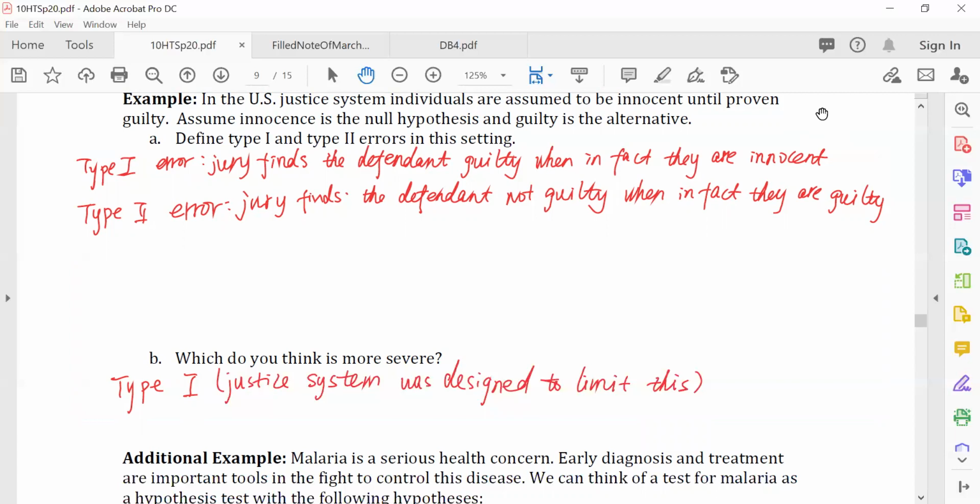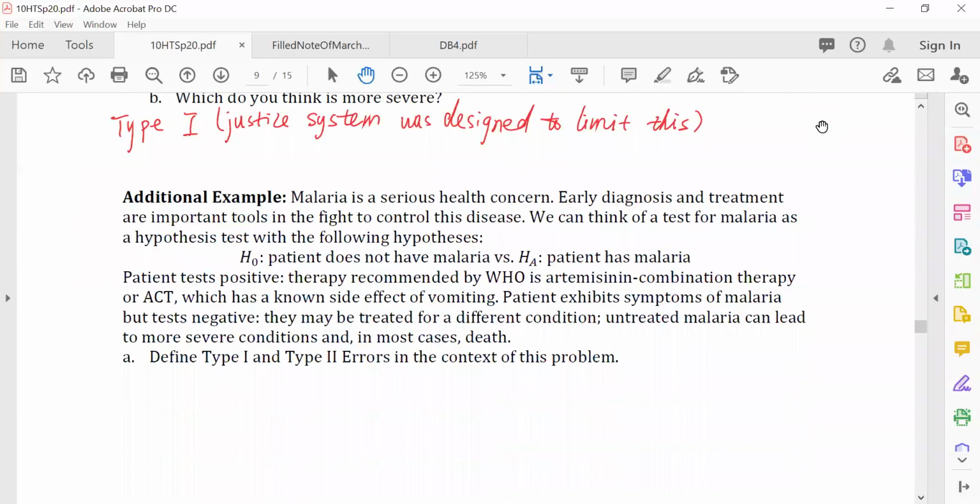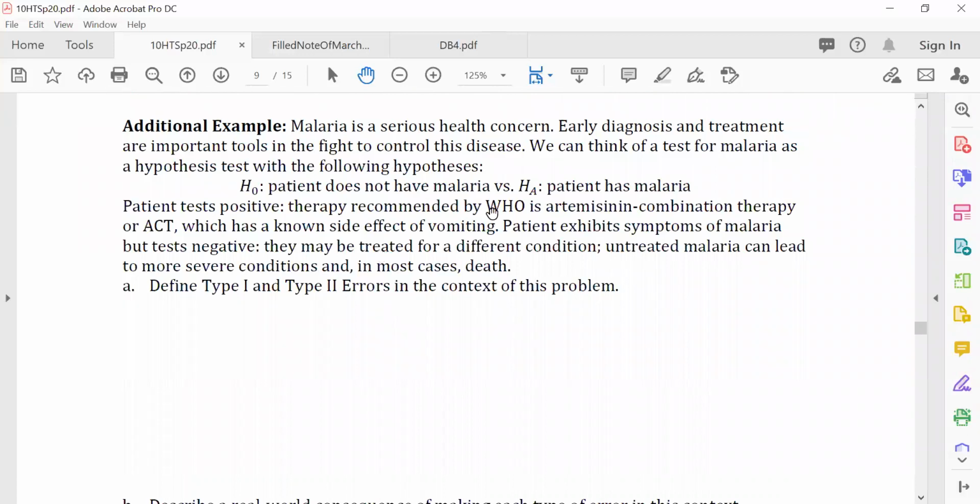Sometimes it's not the same case. So let's take a look at the second example. I would encourage you to pause the video here and read the question and work on the problem by yourself before you resume the video. So in this question, let's define type 1 and type 2 errors in the context of the problem. So H null is patient does not have malaria. HA is patient has malaria.